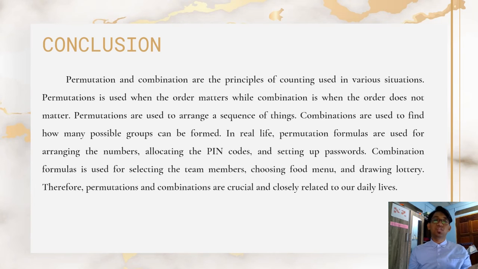In conclusion, we can conclude that permutation and combination are principles of counting used in various situations. Permutation is used when the order matters, while combination is used when the order does not matter. Permutation is used to arrange the sequence of things, meanwhile combination is used to find how many possible groups can be formed. In real life, permutation formulas are used for arranging numbers, allocating PIN codes, and setting up passwords.